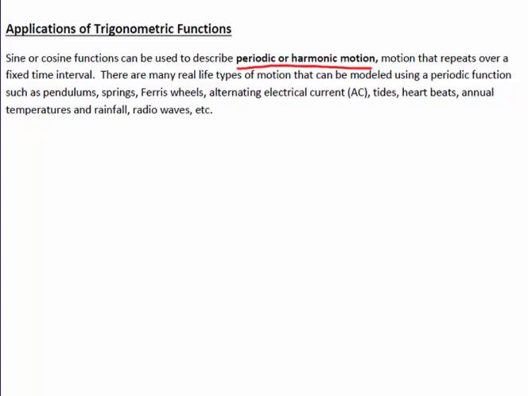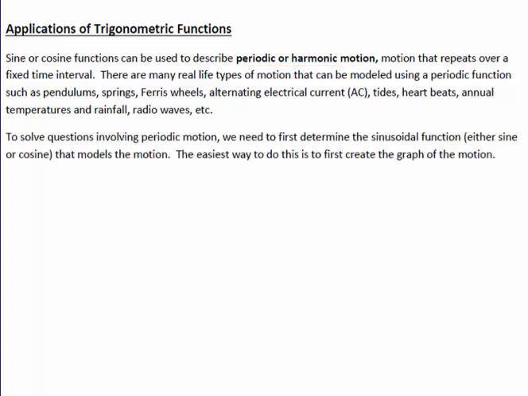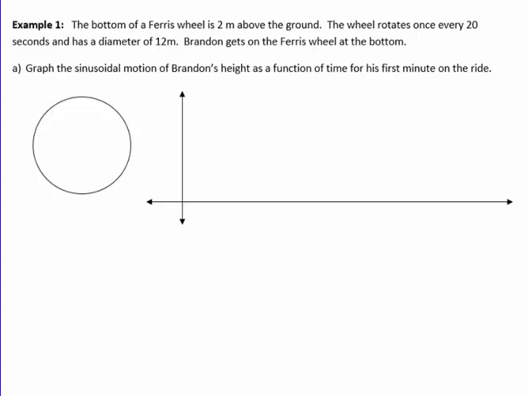And there's many examples of this, such as pendulums, springs, Ferris wheels, current, heartbeats, and a variety of others where this motion continues over a certain fixed time interval, and we get this same kind of motion. To solve questions that involve periodic motion, what we need to do is first determine the sinusoidal function, either sine or cos, that describes the motion. So we're trying to come up with a function, an equation. And the easiest way to do this is create a graph. Take the physical motion and transfer it to a graph. Let's look at an example of how we can do that.